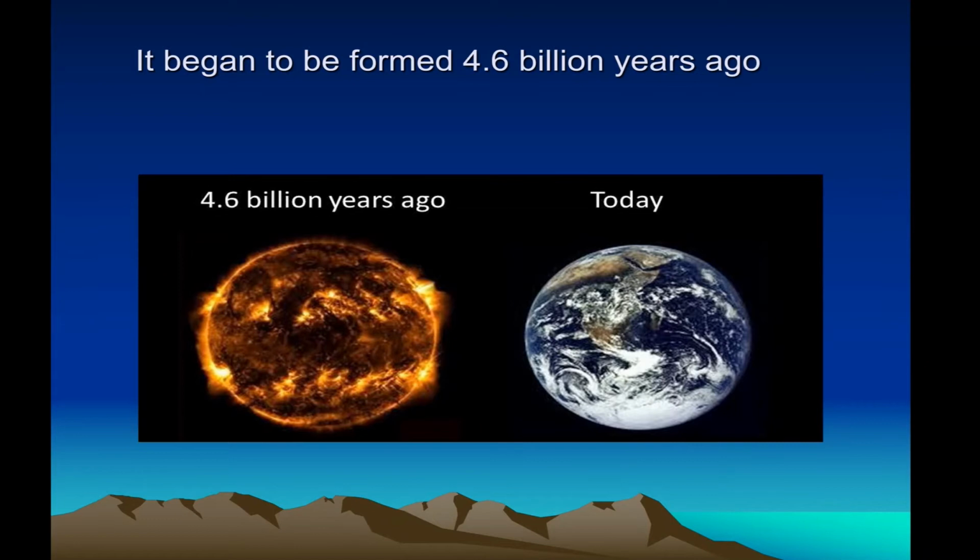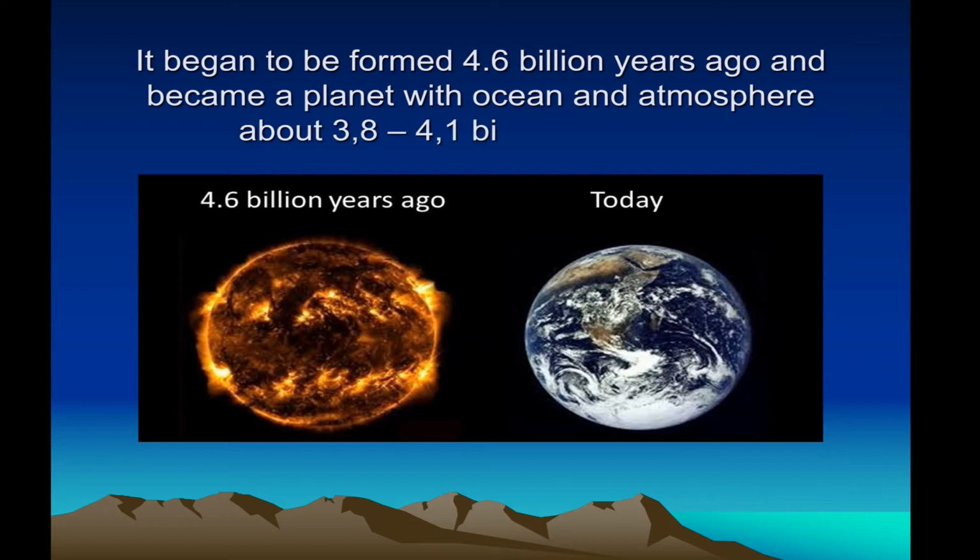So the Earth has a historical introduction. It began to be formed about 4.6 billion years ago and became a planet with ocean and atmosphere about 3.8 to 4.1 billion years ago. As we see from the picture, about 4.6 billion years ago, it was like a ball of fire and smoke. But then it cooled and transformed. It was made ready for what? For living things to live on in about 1 billion years.